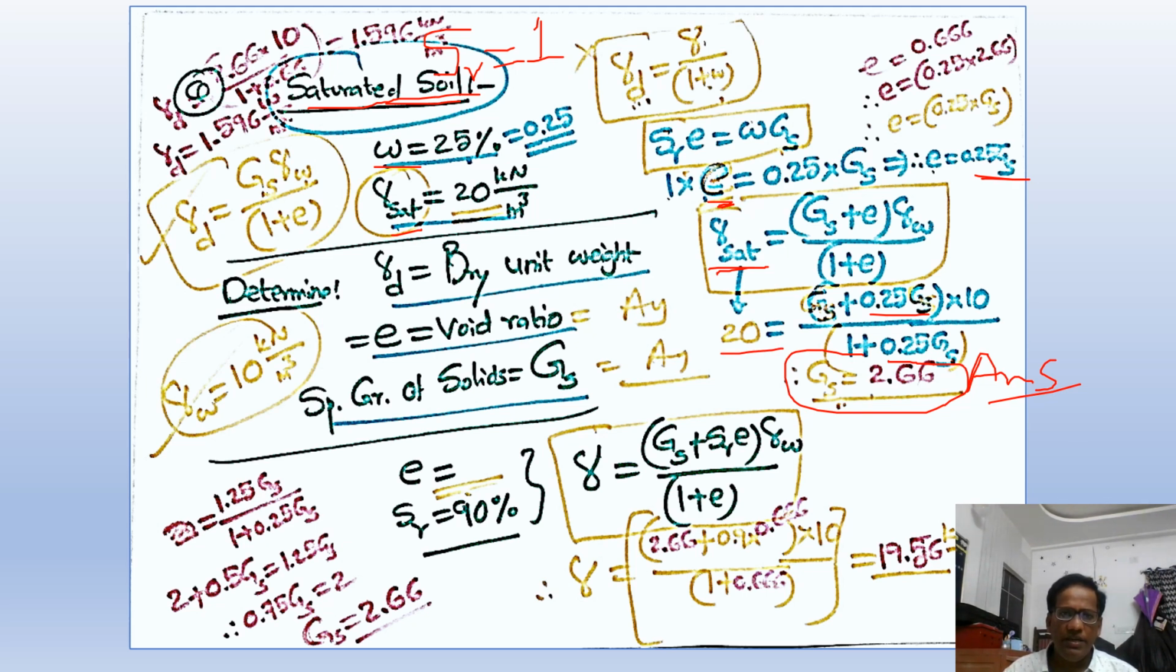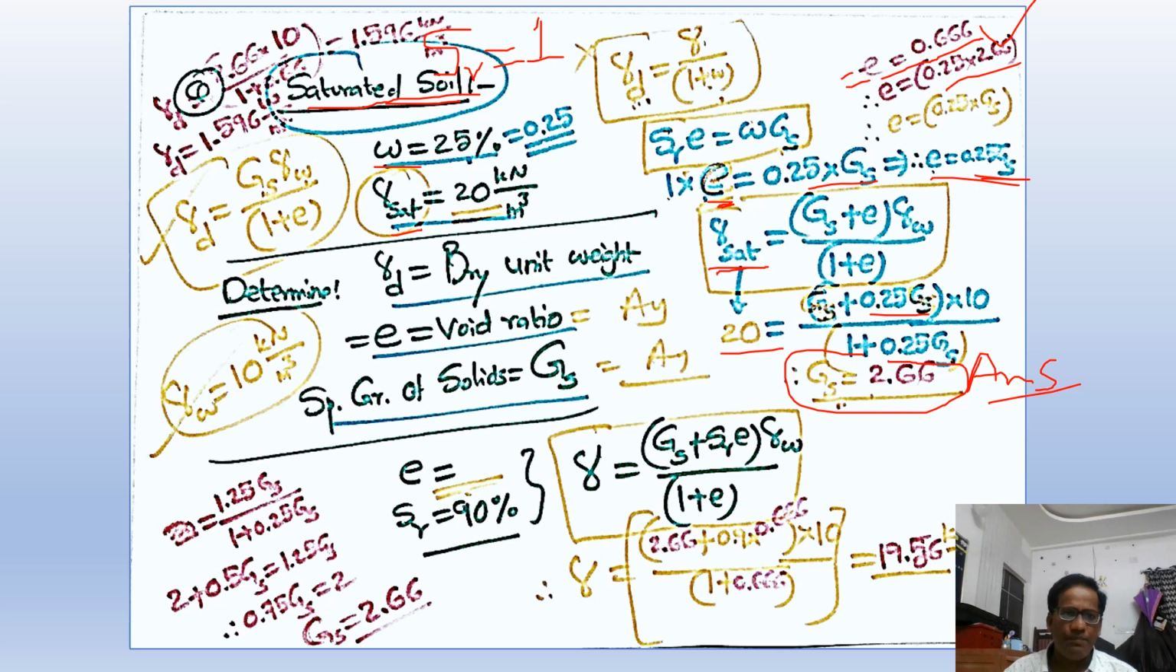Now it is interesting to know how to determine the void ratio from knowing Gs. Here you see e is equal to 0.25 Gs. From this we can calculate the void ratio, which is equal to 0.25 into 2.66, that is 0.666. That is the value of the void ratio of the soil mass.